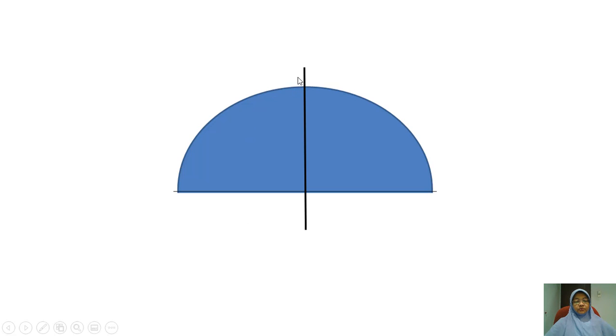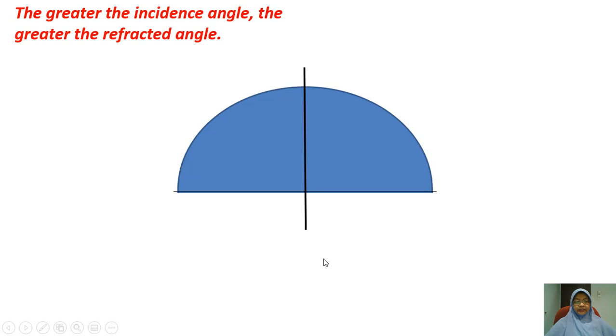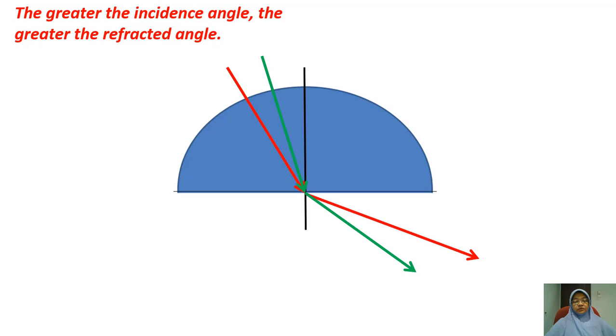So we can prove this from this diagram. This is the semicircle glass block. This is the normal line. So the greater the incident angle, the greater the refracted angle. We start with this one, so it will refract away from the normal line. Next, the incident angle increases, so the refracted angle also moves towards the glass boundary.